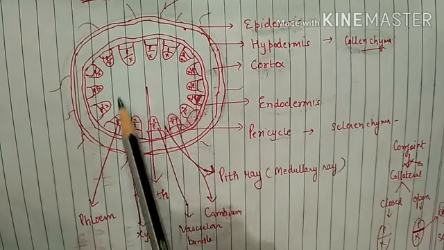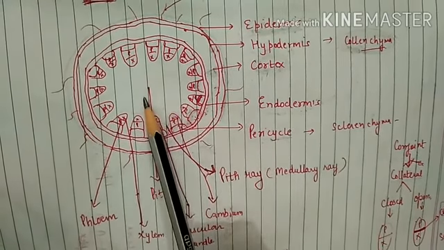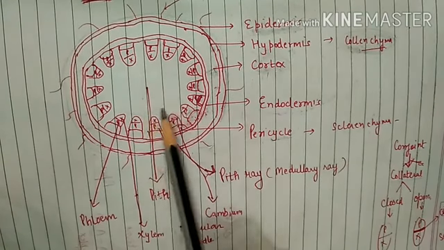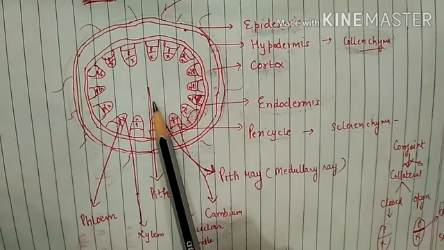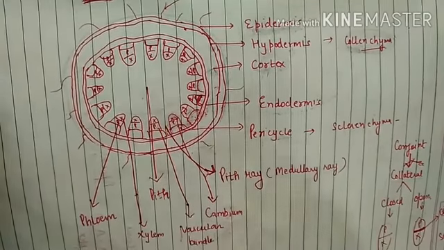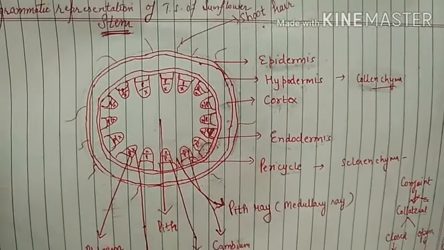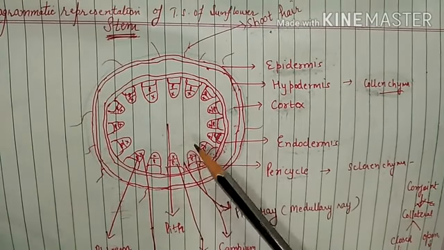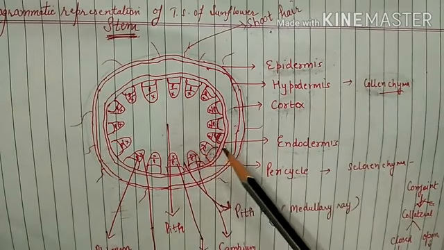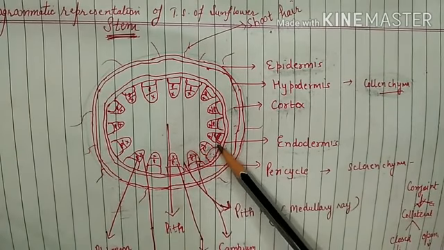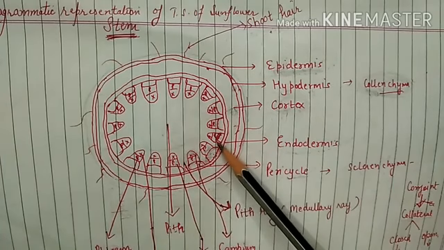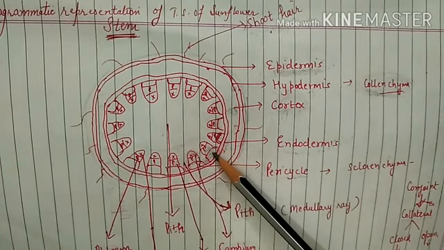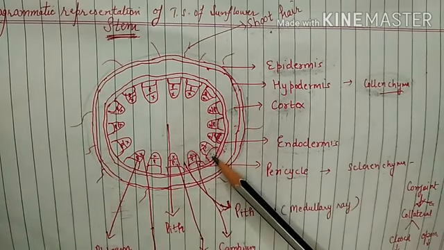Then after that, the central portion is known as pith, and it is a major portion of the stem. So this was the dicot stem, and we have observed the internal structure of the dicot stem using the diagram. Now we will study the internal structure of the dicot stem again with the transverse section using this picture.